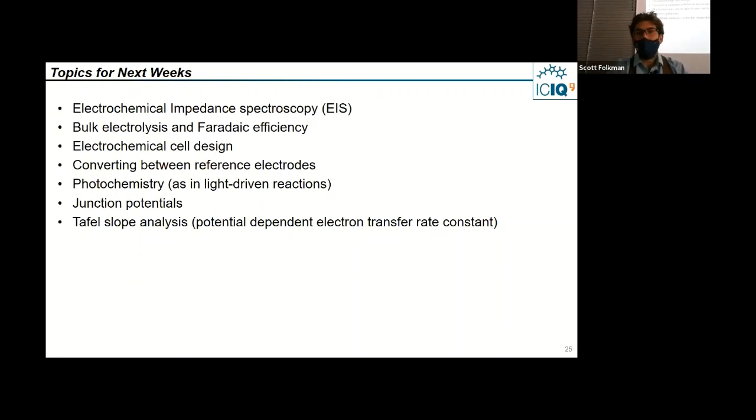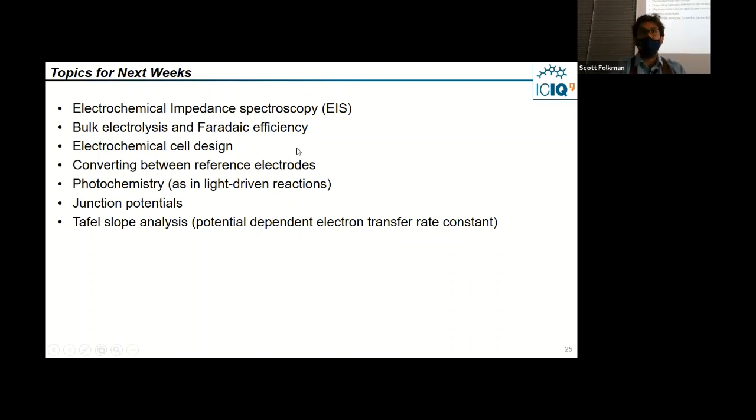Here are the topics that were most voted for next week. I forgot to put electrochemical impedance as an option, but it's very valuable. So we'll talk about that next week, as well as both electrolysis and Faradaic efficiency. Bulk electrolysis would be more in the synthetic regime, or for those of us doing hydrogen production or water oxidation, as those are very, very important experiments.